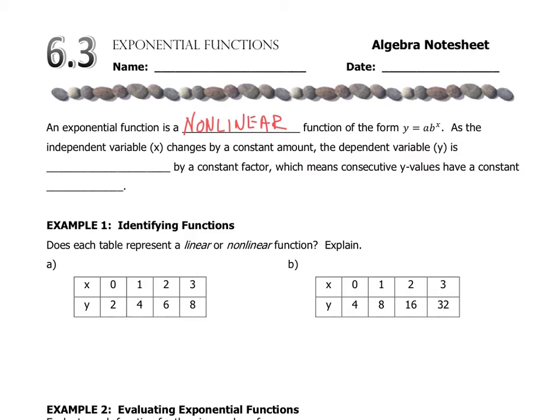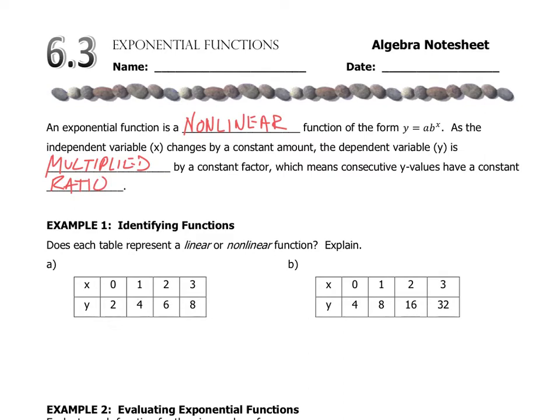As the independent variable, which remember is our x value, changes by a constant amount, either adding or subtracting something, the dependent variable, the y, is multiplied by a constant factor, which means the consecutive y values have a constant ratio.